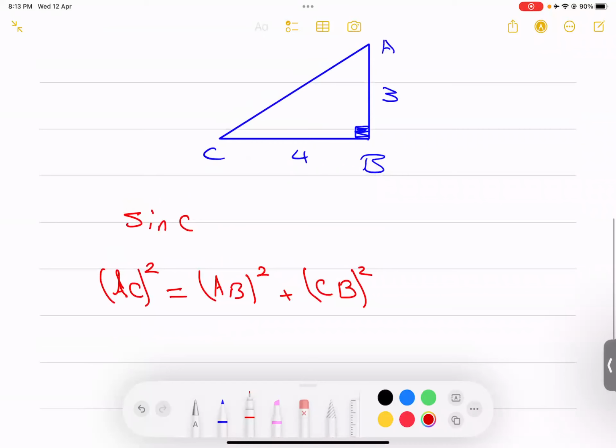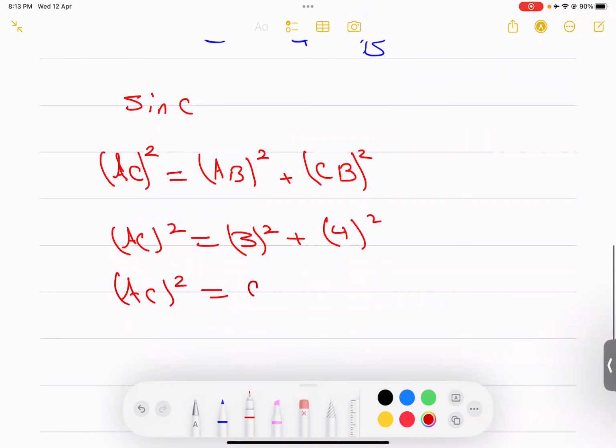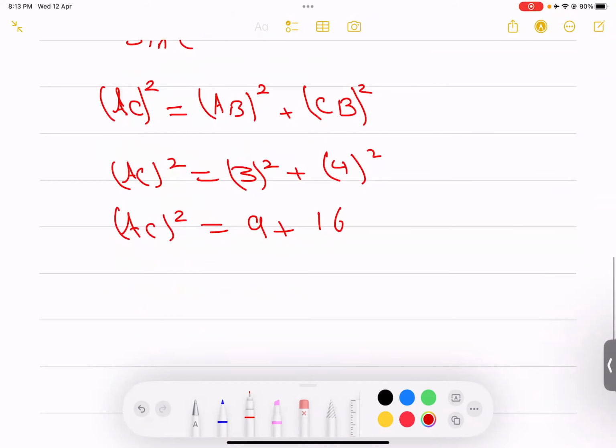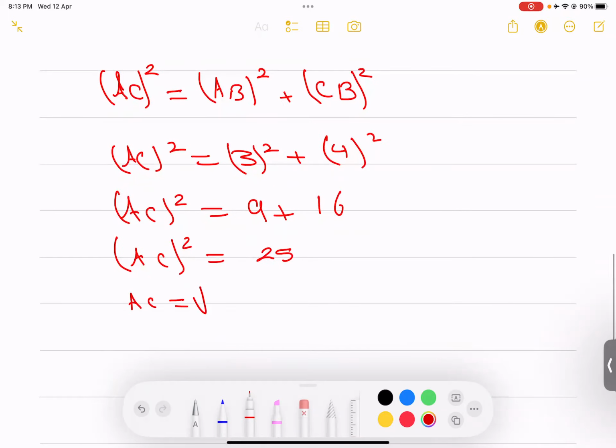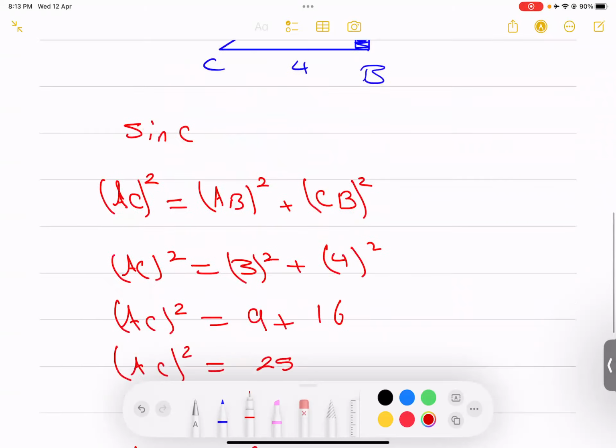So let me try to apply it. AC squared is going to be 3 power 2 plus CB, which is 4 to the power 2. So AC power 2 is going to be 9 plus 16. 9 plus 16 is 24. Say it again. 24. You mean 25? Oh, 25. Okay, so let me take the square root of 25. AC is going to be 5 centimeters. So I got it, this one is 5 centimeters.